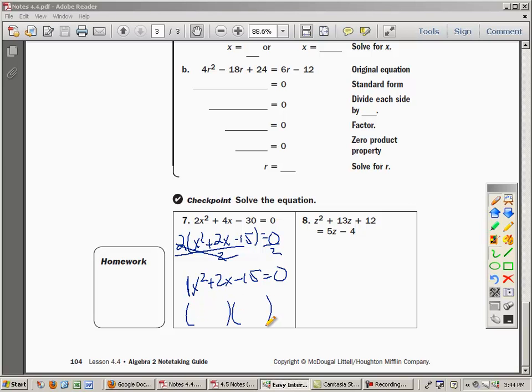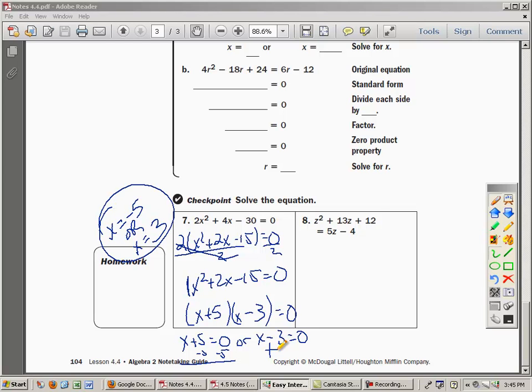You don't have to. Two numbers that multiply to make negative 15 that add to make positive 2. That tells me to get negative 15, I need one of each. So it's x and x. And then it's got to be positive 5 and negative 3, because those two numbers multiply to negative 15 and add to positive 2. So then I have x plus 5 equals 0 or x minus 3 equals 0. And when I solve these, I subtract 5, and I get x equals negative 5 or x equals positive 3, because when I add 3 here, I get x equals 3.